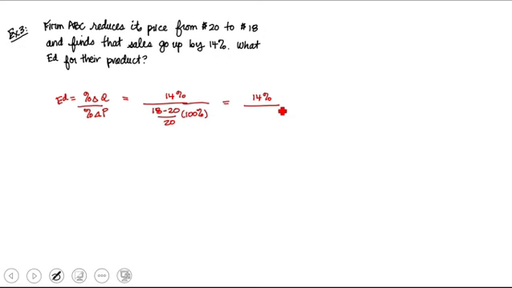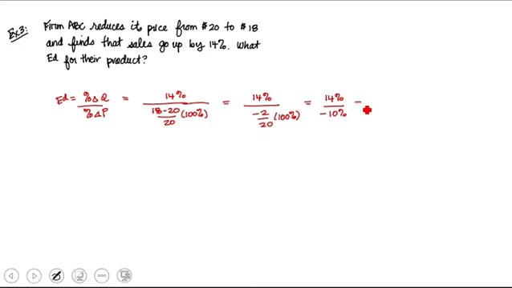Negative 2 divided by 20. Negative 2 divided by 20 is 1/10, right? Multiplied by 100%, 10%, right? Everyone have negative 10%? Yeah. So I've got 14% over negative 10%. So far, so good?